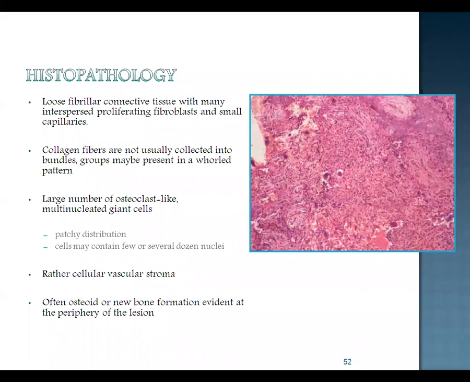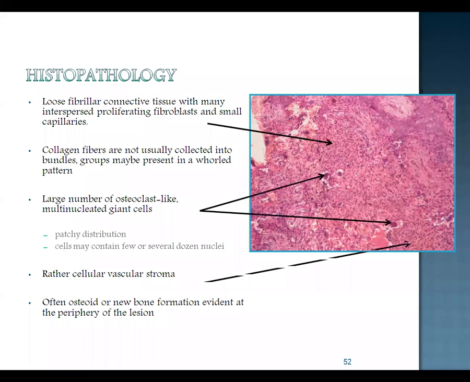this central giant cell granuloma will show loose fibrillar connective tissue with many interspersed proliferating fibroblasts and small capillaries. Collagen fibers are not usually collected into bundles. Groups may be present in a whorled pattern. A large number of osteoclast-like multinucleated giant cells are present. Patchy distribution: cells may contain a few or several dozen nuclei. There is a cellular vascular stroma, often with osteoid or new bone formation evident at the periphery of the lesion.